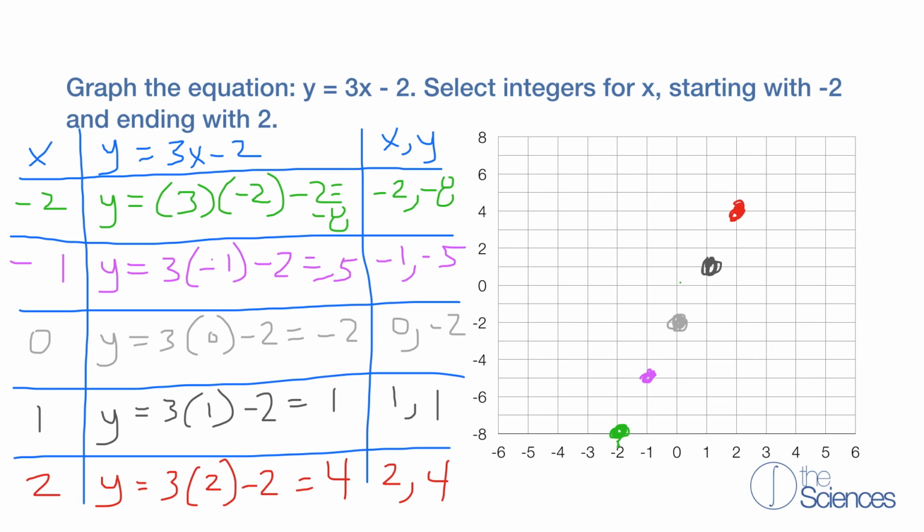Now we're going to connect the points with a smooth curve or line. So all we're going to do is just draw a line through our points. And that's the graph of y equals 3x minus 2.